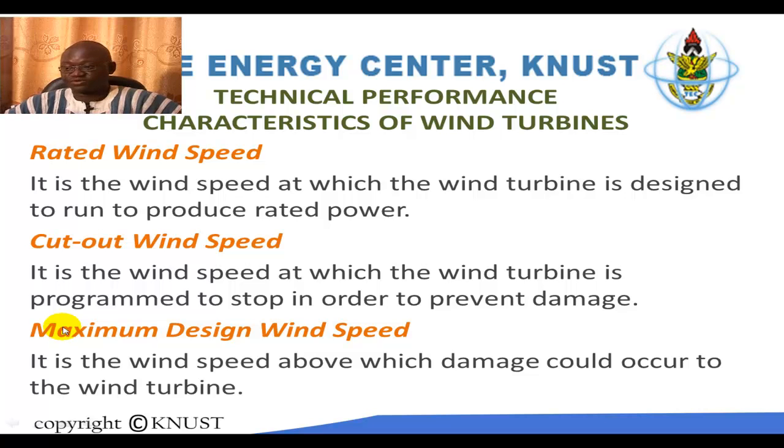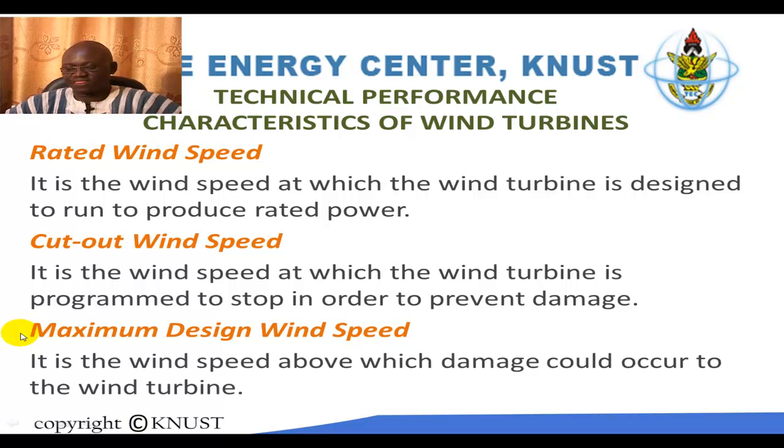And then we have the maximum design wind speed, which is the wind speed above which physical damage could occur to the wind turbine. Physical damage could imply the wind turbine flying off its foundations, the blades of the wind turbine breaking apart, and all that. Most of you, when you have time to visit YouTube, run a search for wind turbine accident, and you see quite some very interesting videos of wind turbine blades flying up into the sky.